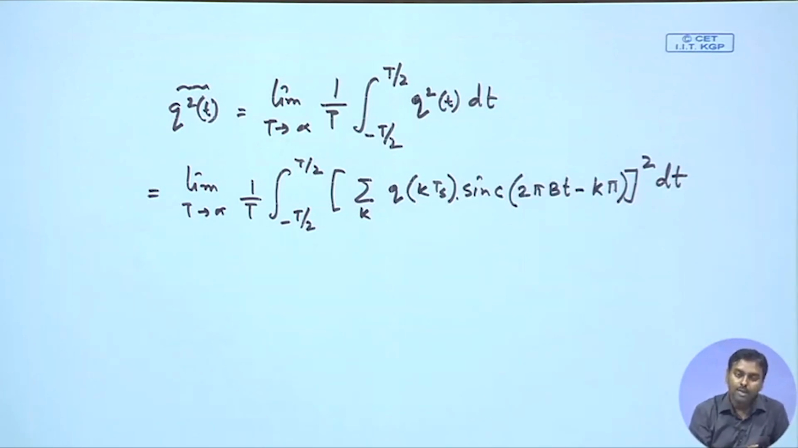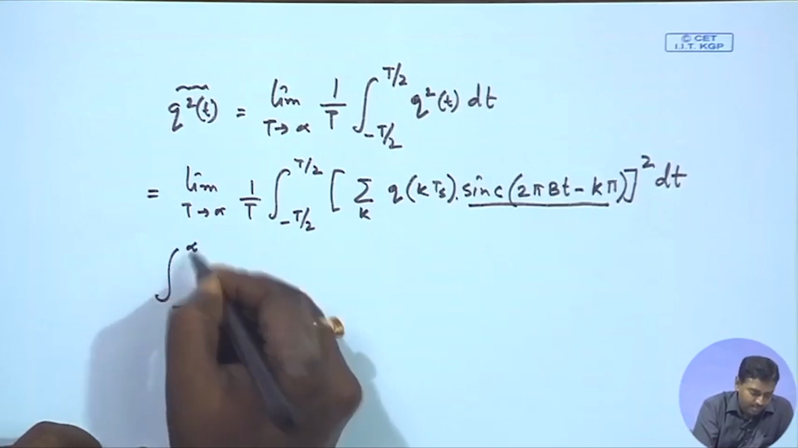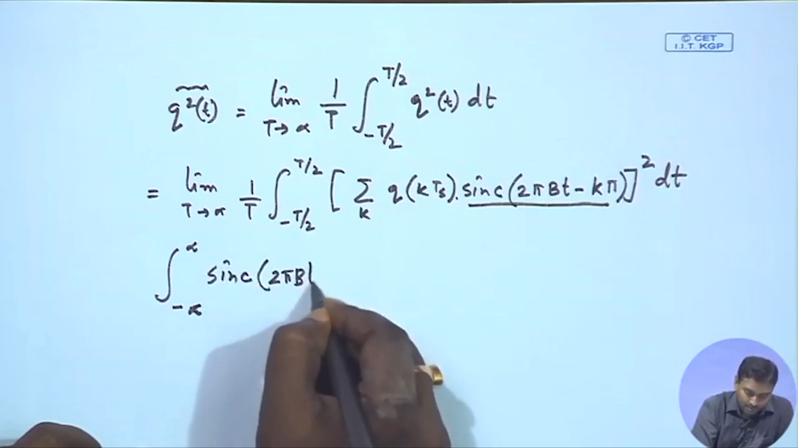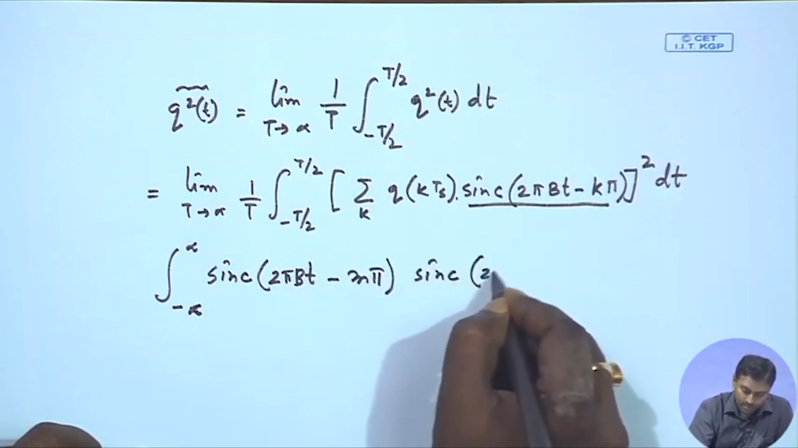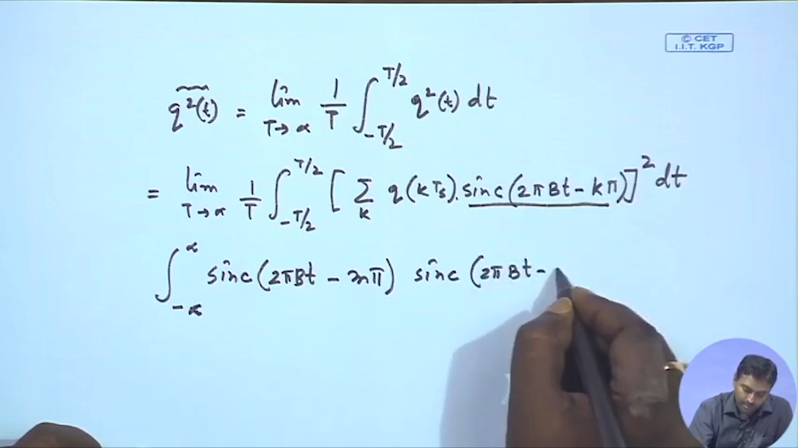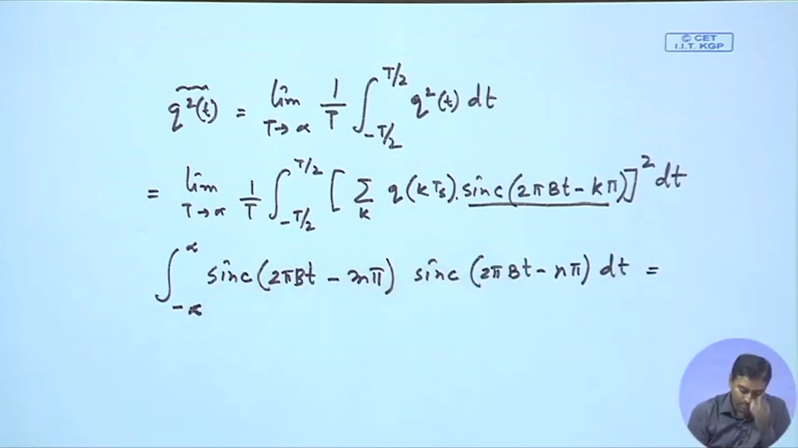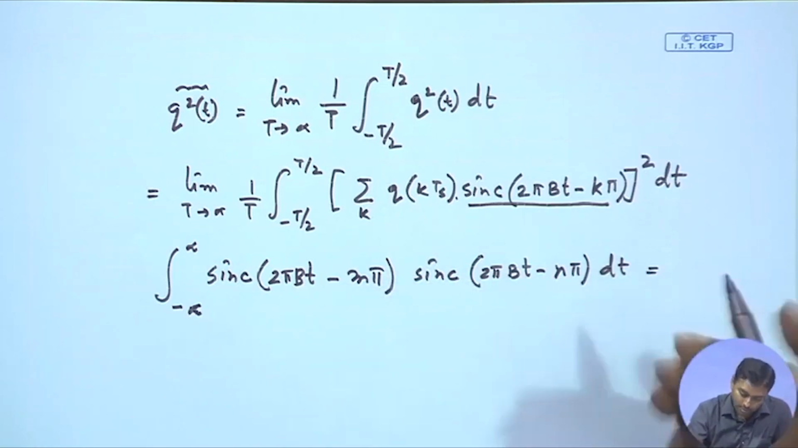We will be able to prove that these sinc functions are mutually orthogonal for different values of k. What does that mean? We will be able to show that from minus infinity to plus infinity, if we multiply sinc(2πBt minus mπ) with sinc(2πBt minus nπ) dt, that is, two signals with different values of m and n, they will be orthogonal if m equal to n gives me some value and m not equal to n gives me 0. So, that is what happens.